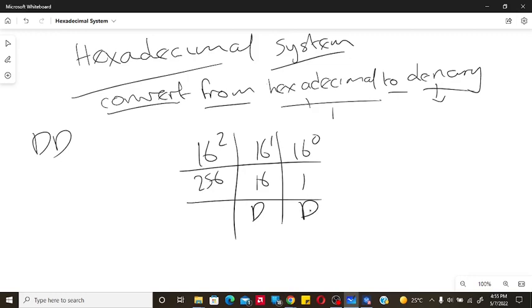So 1 times D. Now here's where it's going to be a little bit confusing. The D is not actually a D from the alphabet. The D is representing 13. So here we're not multiplying D against 1, but instead we're multiplying 13 against 1. To make this clearer, let me not even write D here. Let me write 13.